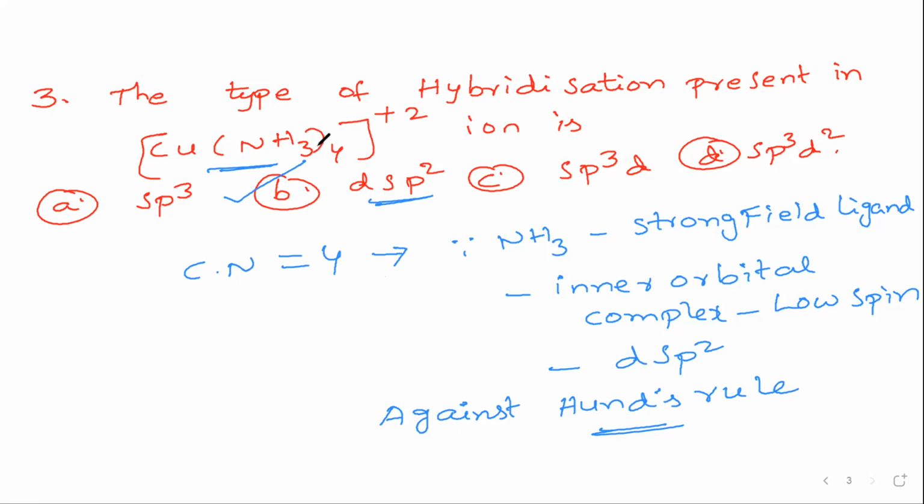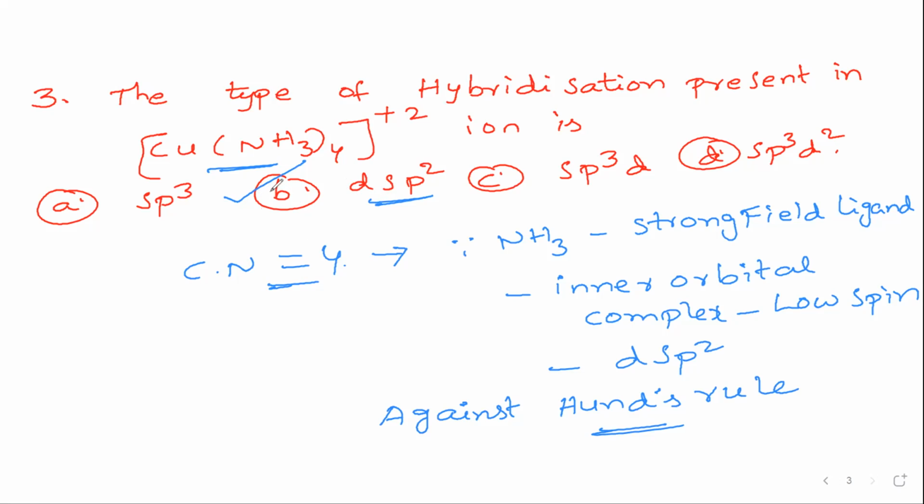So with the type of ligands, we can answer whether it is a strong field ligand or weak field ligand, whether it is an inner orbital complex or outer orbital complex, low spin or high spin, and the hybridization. By seeing the complex, we can easily find the coordination number, because the number of ligands attached to the central metal atom is called its coordination number. So the coordination number of copper in this molecule is 4.